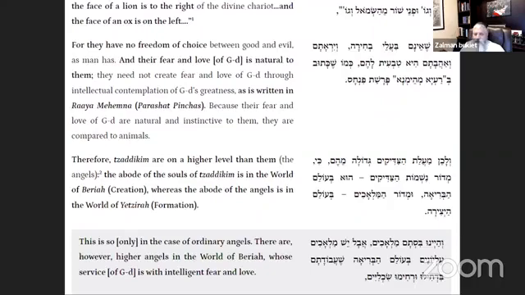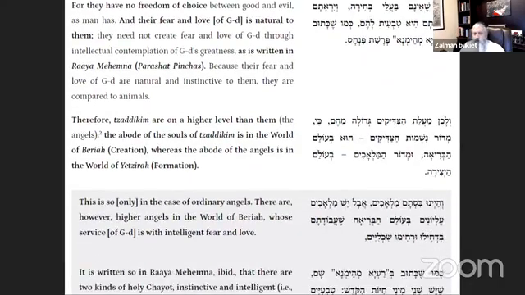Therefore, tzaddikim, righteous people, are greater than angels. They are ultimately greater than angels. Why does the Alter Rebbe say tzaddikim? Because the problem is most of us fall into the category of animals, like the angels. So we're not greater than them. Tzaddikim who use their free choice and do their service with their nefesh elokis, with their godly soul, are greater than angels.